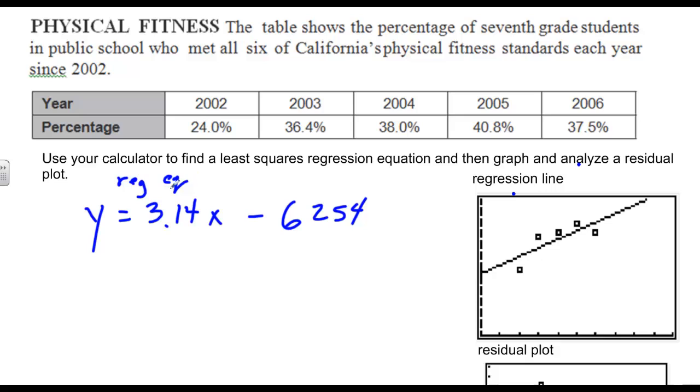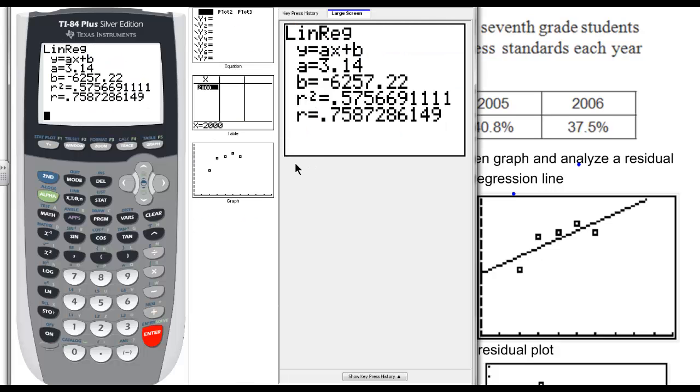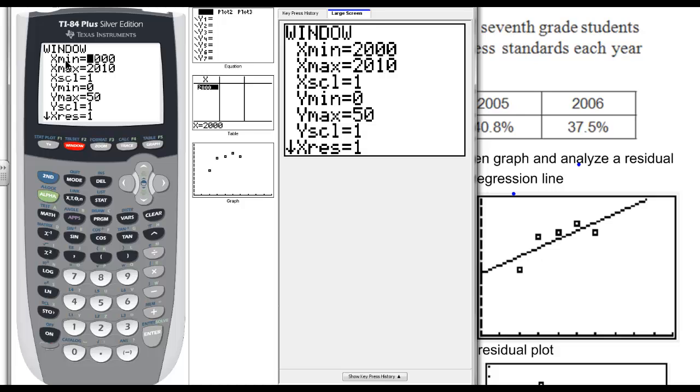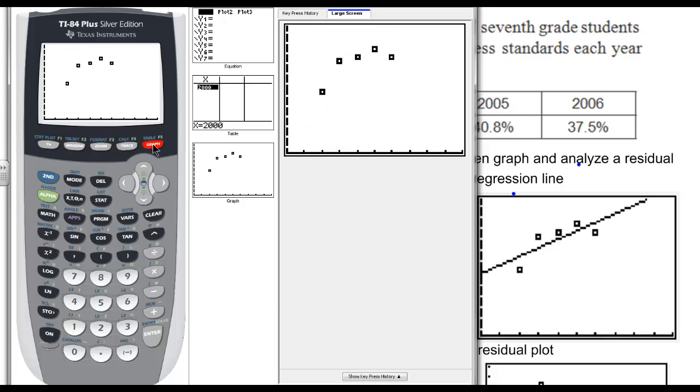If I wanted to plot that, once again, I'm going to need to look at my window. And I'm going to want to see values from basically 2000 to 2010. So I'll set my X window at 2000 minimally, my X max at 2010. And I'm going to need to see percentages at least up to 40%. So I'll go from 0 to 50 for my Y. If I graph that, there's my plot.